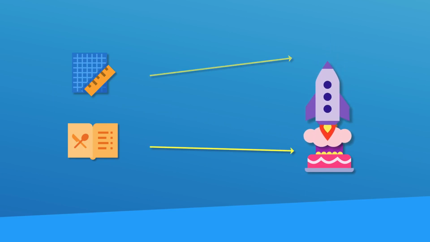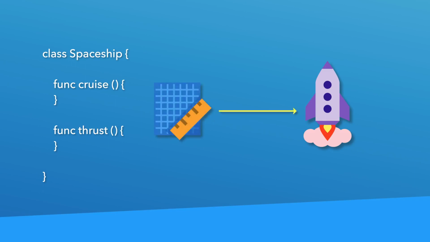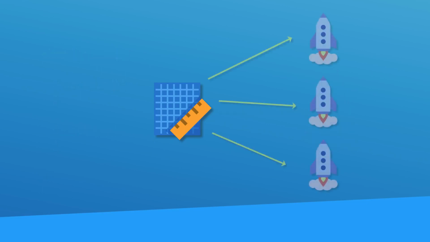rocket ship. Now this rocket will work exactly like it was designed to. It can thrust and it can cruise because we've given it functions to do so. But understand that class doesn't thrust or cruise. It's the actual object that gets created from the class that will thrust or cruise.